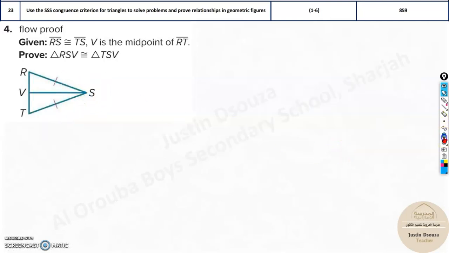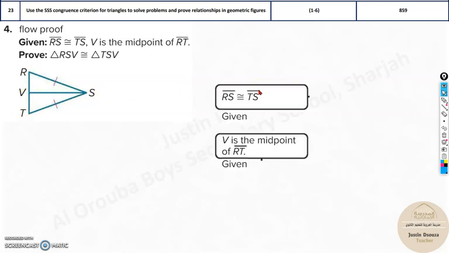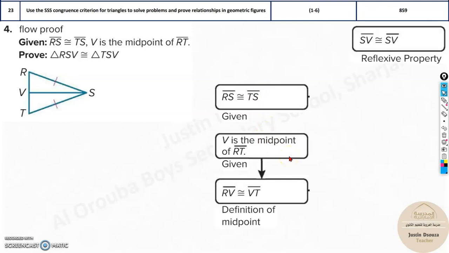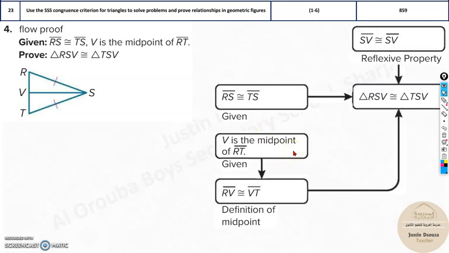Similarly, please do try the other ones. They are very, very straightforward. Over here, they have told us V is the midpoint of RT. So RV and VT are equal, and VS is a reflexive property. So please make sure you go through these. It's very, very straightforward and simple. Basically, you're proving everything by the SSS postulate.